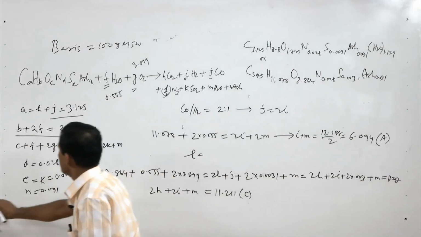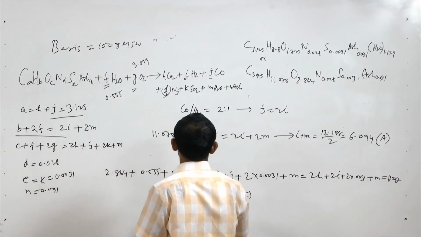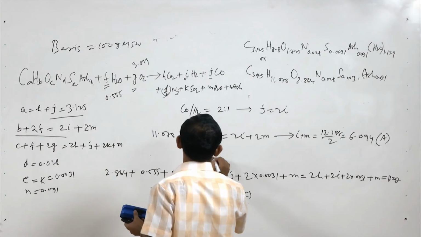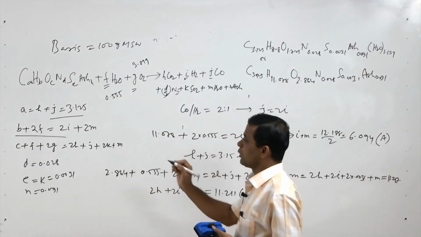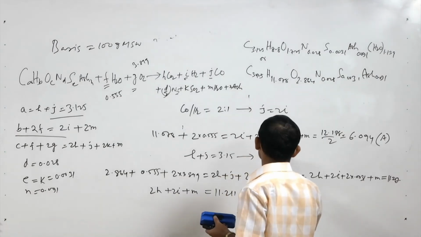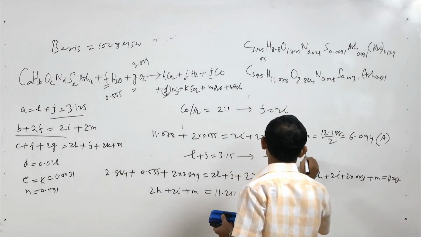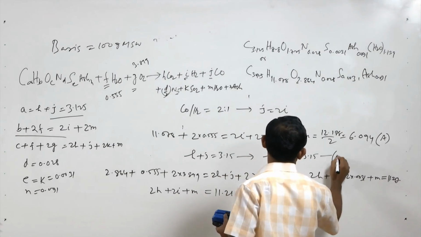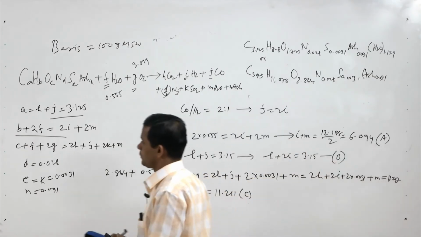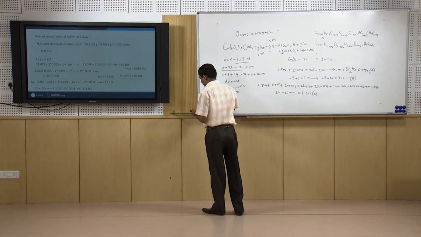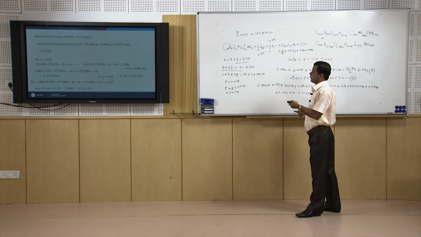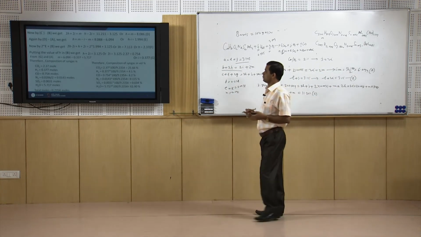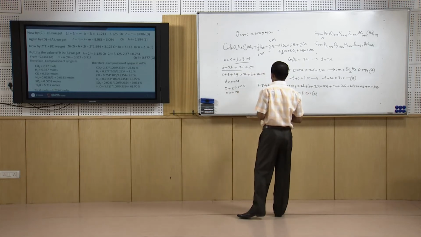So, we are putting it equal to C, and we have H plus J is equal to 3.15. So, H plus J is equal to 3.15. If we put the J equal to 2I, so we can write H plus 2I is equal to 3.15. So, we are putting it equal to B. Now, by using this A, B, C, we can calculate the value of H, I and M.